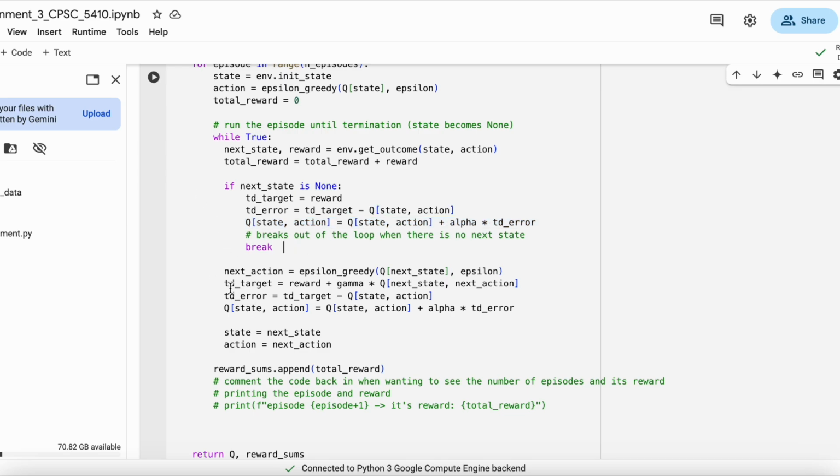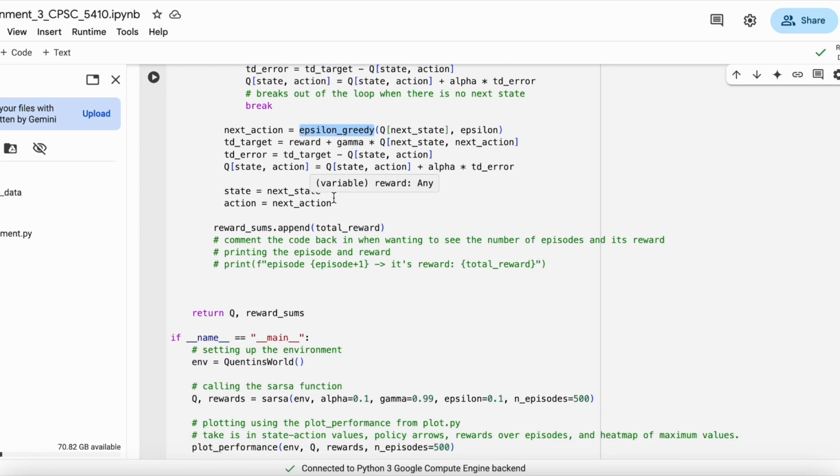But when there is a next state, this is the formula that we were using. We use epsilon greedy to get the next action, passing in the next state and the epsilon, and store that as the next action. The target is this formula that was given in class, and the error was also given in class. Then this is us updating Q for the state and the action. And this is getting our next state and our next action, and then it just keeps going until we get no state for the next one.